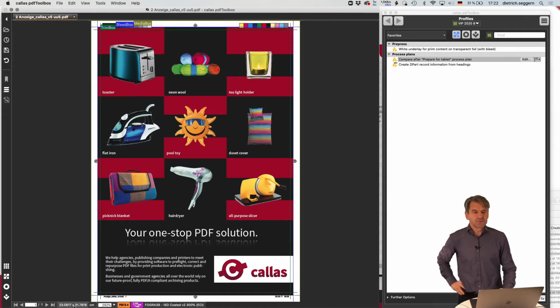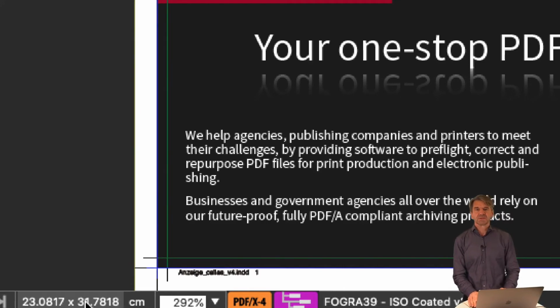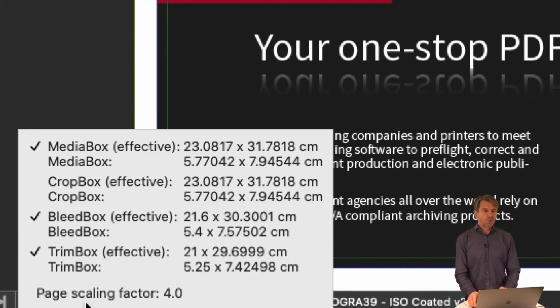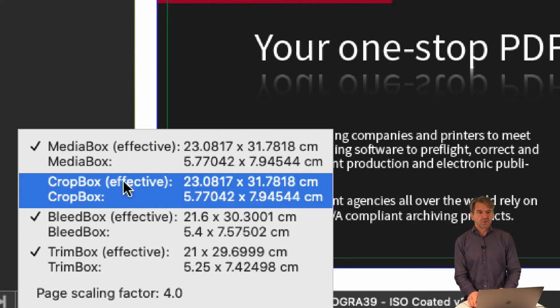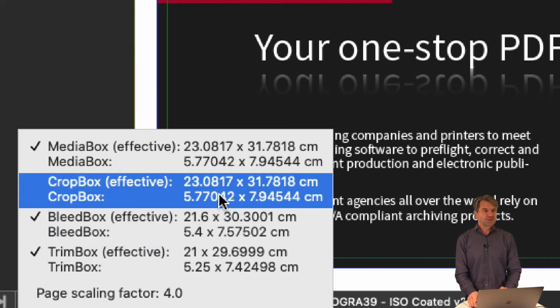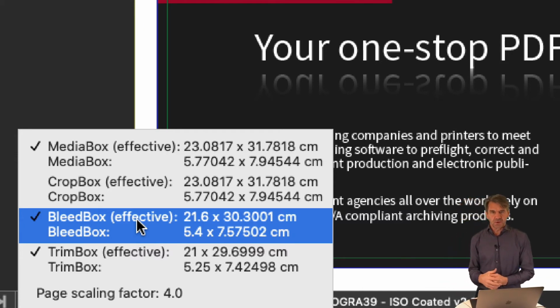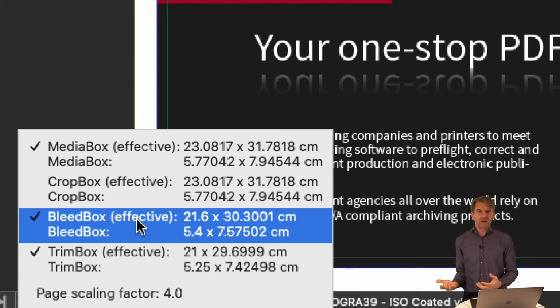dimensions. So in the dimensions area here that shows me the size of the page, I can now click on this and then it gives me some further information. So it displays all the boxes on the page. And it not just gives the size of the box itself, it also has effective here. And effective stands for these values are calculating user units. So a PDF file can have user units, and this page has a user unit.